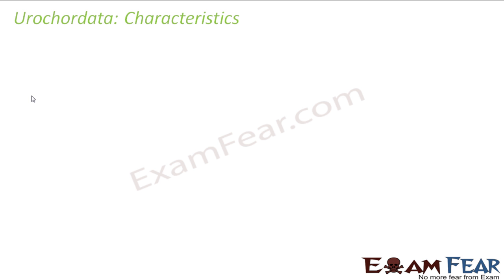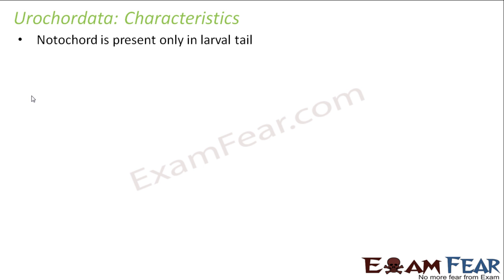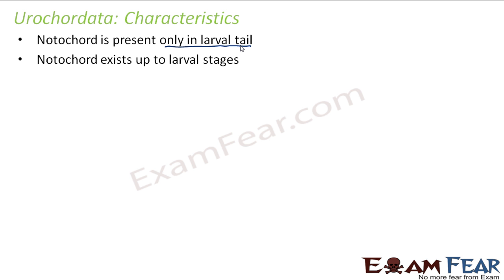So let us start our discussion with Urochordata. In Urochordata, notochord is present only in the larval tail. So the notochord is not present throughout the length of the body. It is present only in the larval tail. As I said, based on where the notochord is present, the classification of protochordata was done. So here it is present only in the larval tail, that is the tail of the larva.